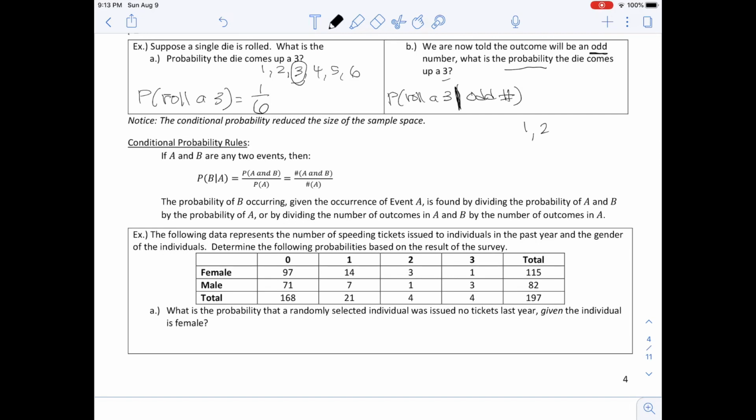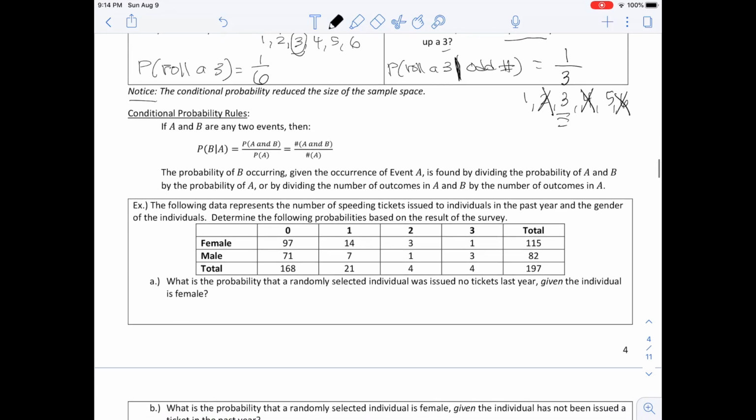So now that we know that it's an odd number, it takes our sample, which is 1, 2, 3, 4, 5, and 6, but we know that it's odd. So right now I know it's not a 2, it's not a 4, and it's not a 6. So what happened? Our sample just got smaller, and instead of being out of 6 different numbers, it would now be out of 3 different numbers. If you look at those 3 that we did not cross off, there's only 1 that is a 3 that we would like. So it'd be 1 out of 3. Notice down here that the conditional probability reduces the size of the sample.